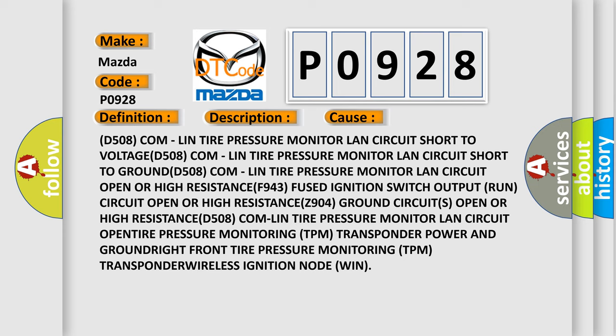D508 COM, LIN tire pressure monitor LAN circuit short to voltage; D508 COM, LIN tire pressure monitor LAN circuit short to ground; D508 COM, LIN tire pressure monitor LAN circuit open or high resistance; F943 fused ignition switch output run circuit open or high resistance; Z904 ground circuits open or high resistance; D508 COM LIN tire pressure monitor LAN circuit open; tire pressure monitoring TPM transponder power and ground; right front tire pressure monitoring TPM transponder; wireless ignition node WIN.